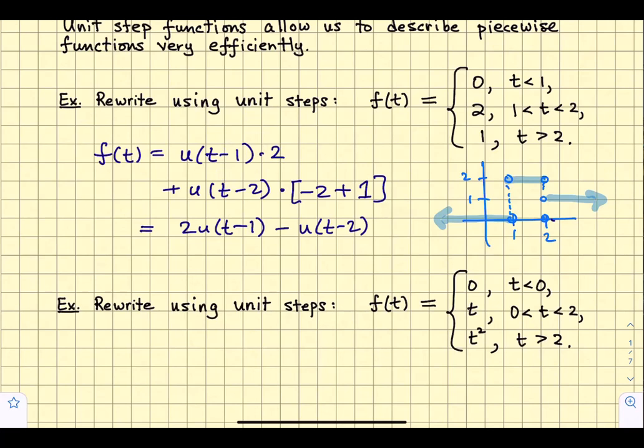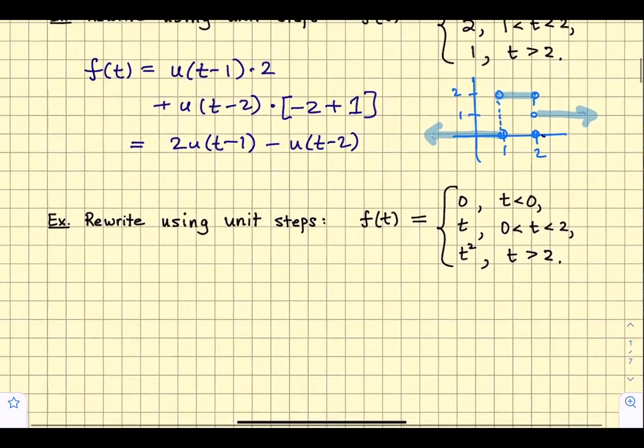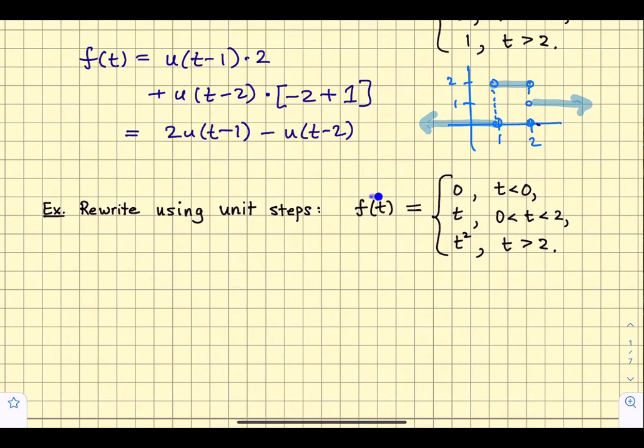Why don't we try one more? One that's not piecewise constant, that has some non-constant pieces to it. But we're still going to play the same game. We get here and we say, well, our function is 0 to the left of 0. We see that there is a switching event that occurs at 0, and at time 0, we want to kick on the function t. So we'll say f of t is, I want a switch that turns on at time 0, and when it turns on, I want to turn on a value of t. That switch should stay on, and nothing's going to change until we get to our new switching moment, which is at 2.